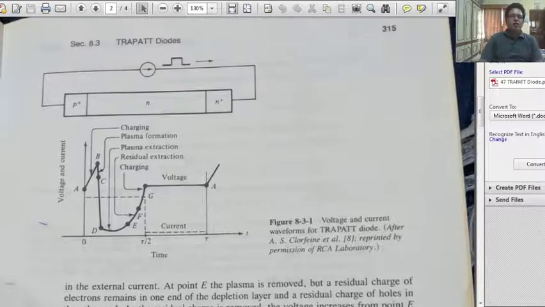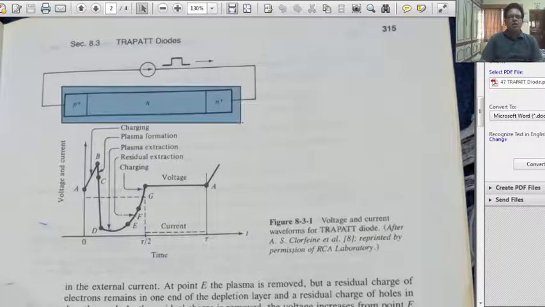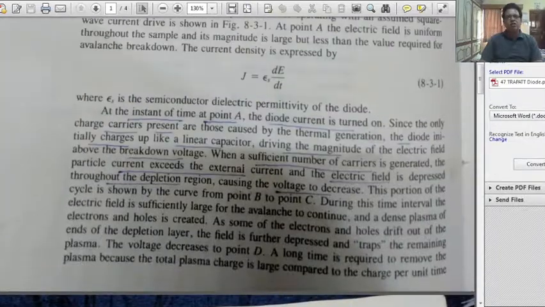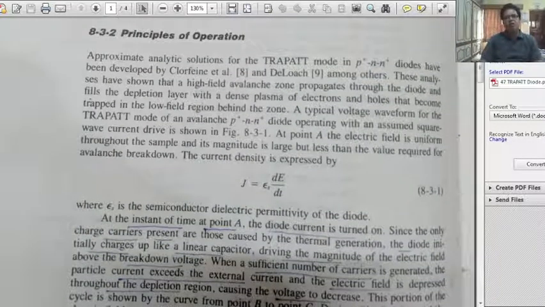And here is the structure that we mentioned, p+ n n+, and how a square wave current flows through the circuit. Here this curve is voltage and current versus time, and this is the curve for voltage, and the different regions are defined here. Let us see what happens one by one.